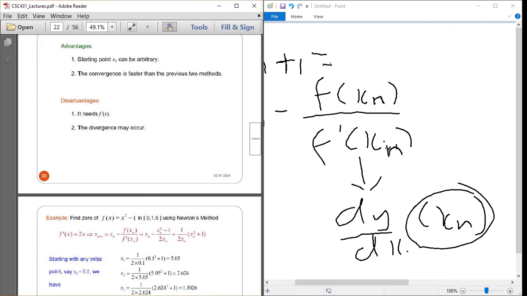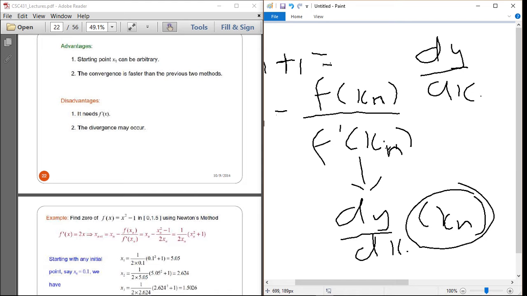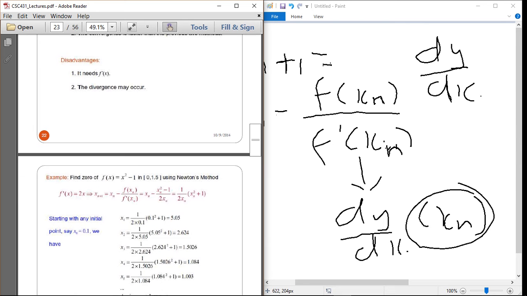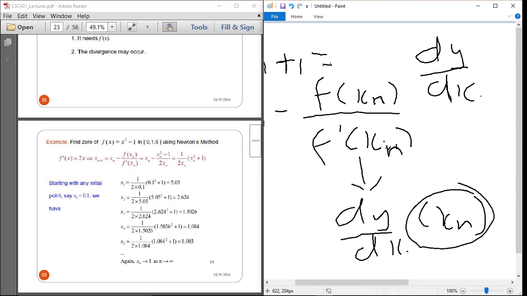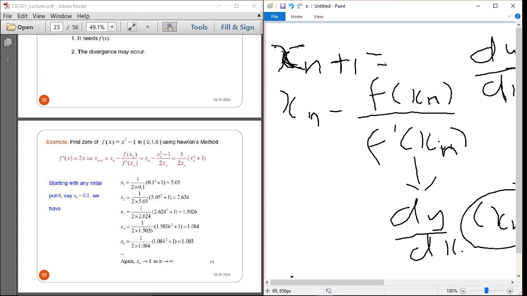One disadvantage is that you need to do differentiation, which is the dy/dx, as I stated here earlier, and also the divergence may occur. So let's see how all these things factor into the example given here. So I'll move right down to this example.